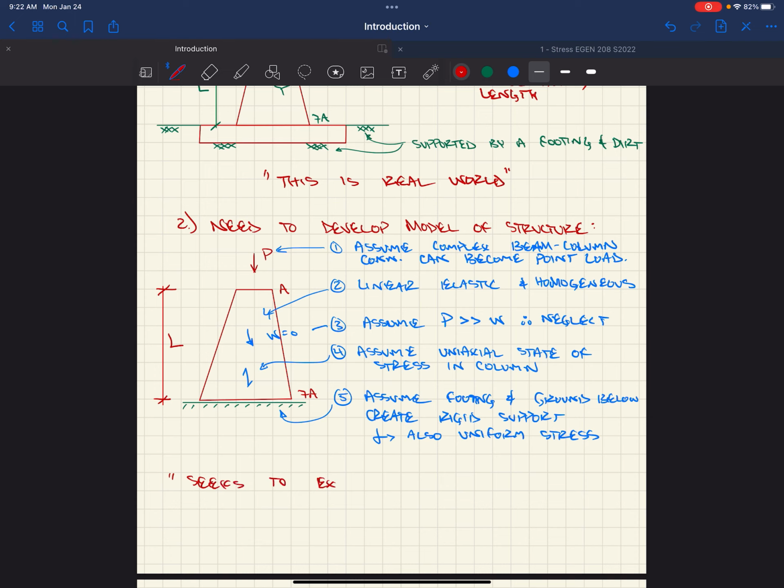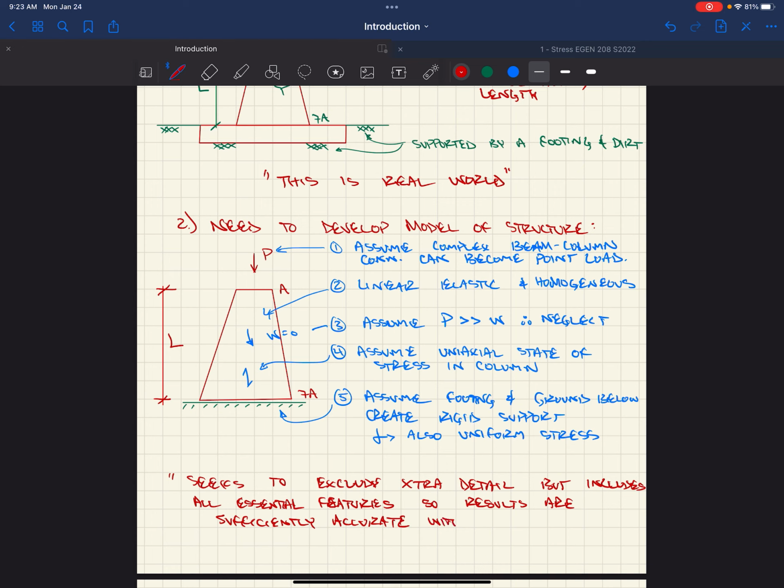Seeks to exclude extra detail but includes all essential features so results are sufficiently accurate with respect to the field problem.